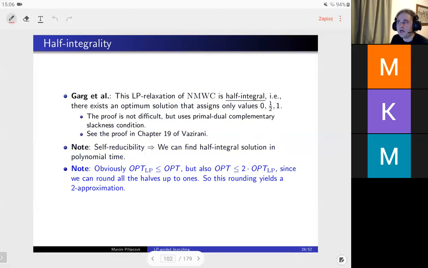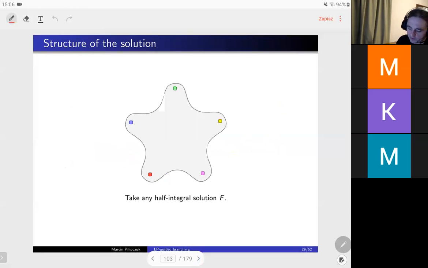just round up all halves to ones, you overpay by at most twice, and you have got an integral solution. Every path had weight at least 1 before between terminals, so now you have got an integral solution of size at most twice the LP. So your LP gives a 2 approximation, because it's half integral. Now let's analyze this half integral solution, because apparently it has quite a special structure.